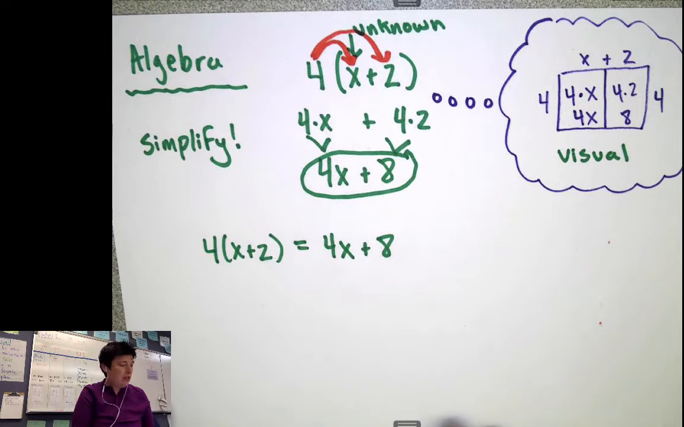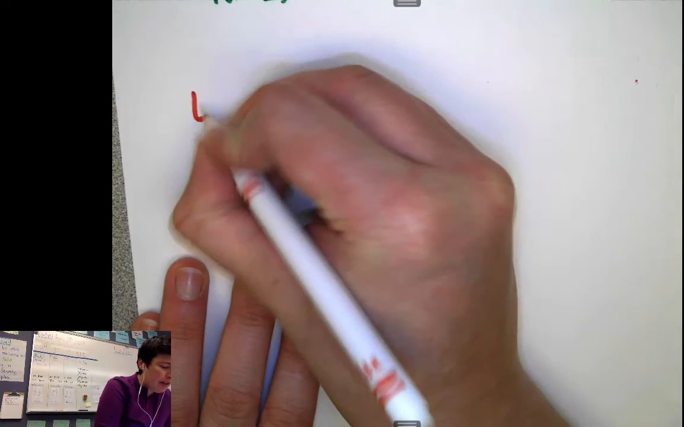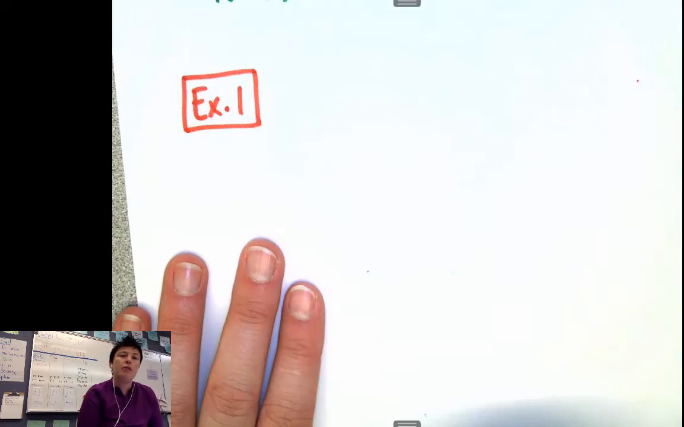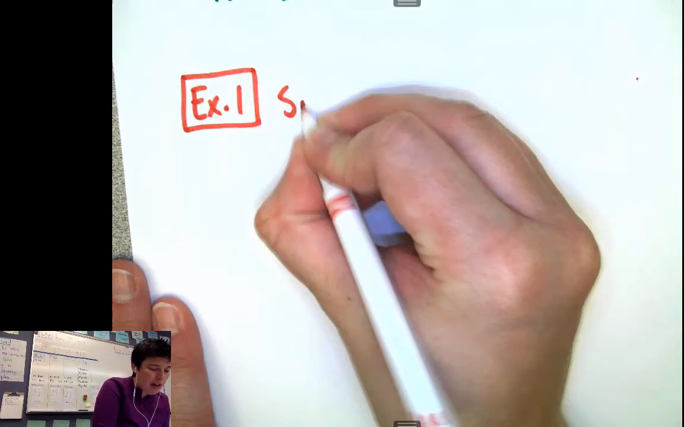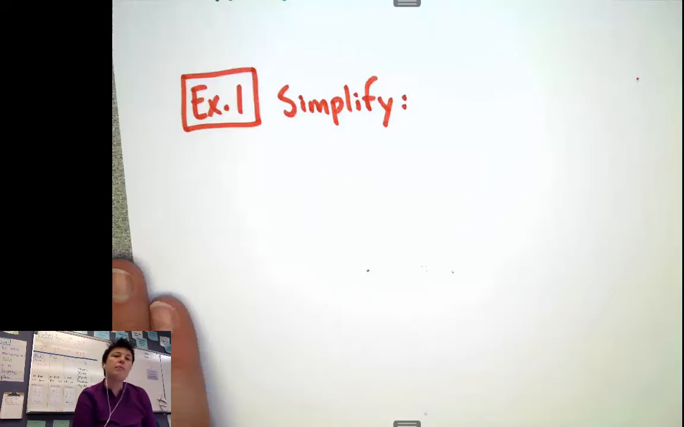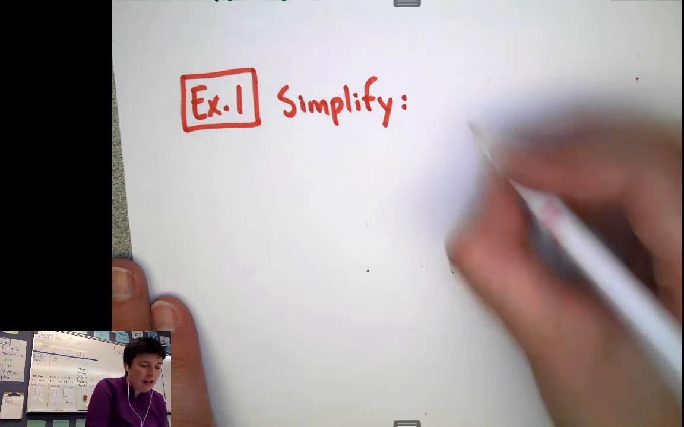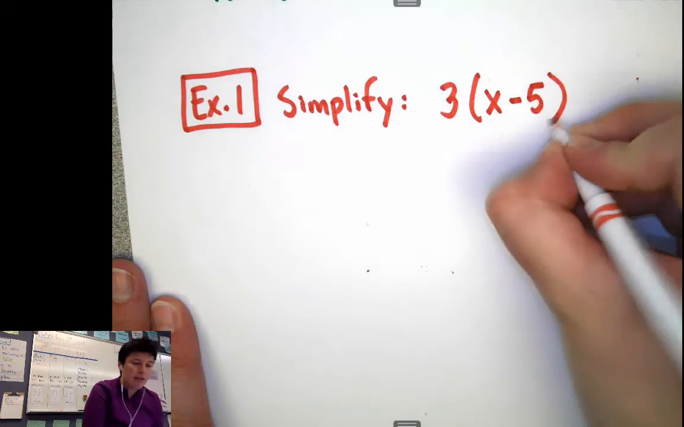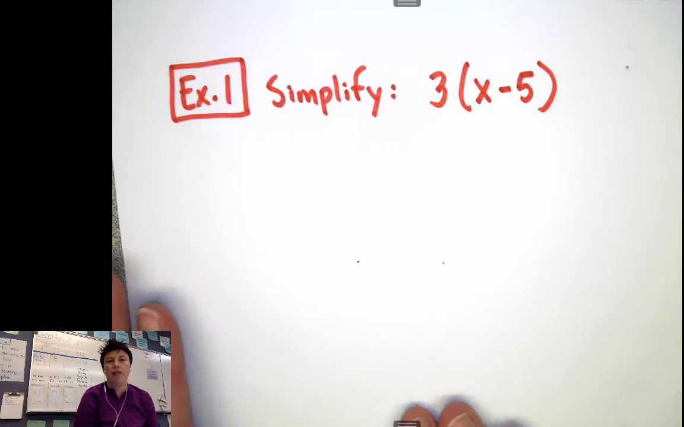So now that we've looked at it with numbers and algebra, let's just practice some examples and see if we can get the hang of this a little bit. So I'm going to write example 1 now. Let's start trying some problems. Now my directions are going to be simplify, because we're not solving yet. So simplify. And here is my problem. I want to simplify 3 parentheses x minus 5.